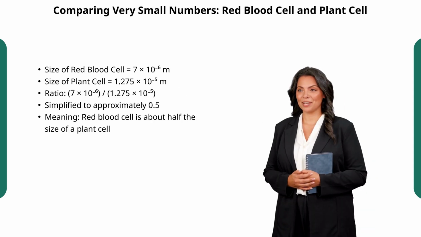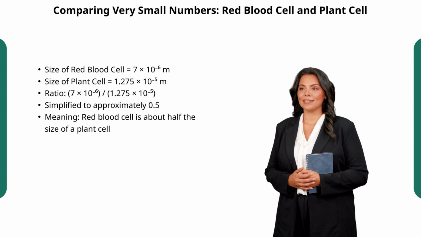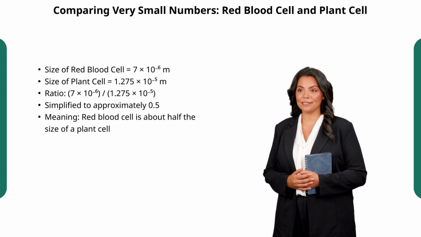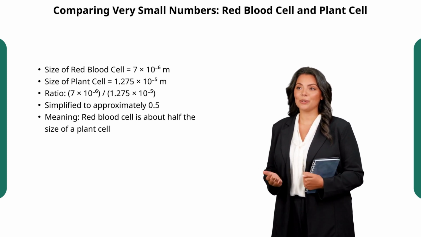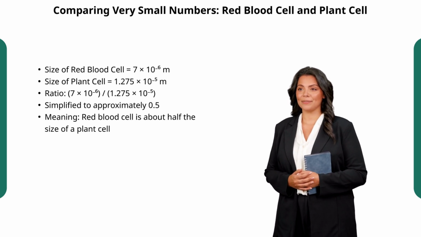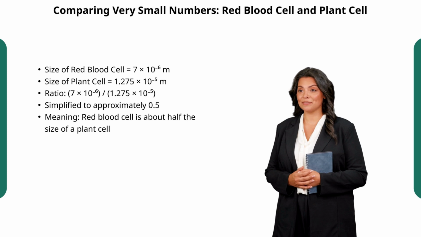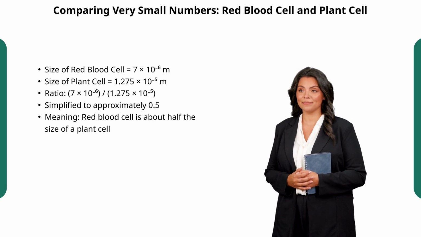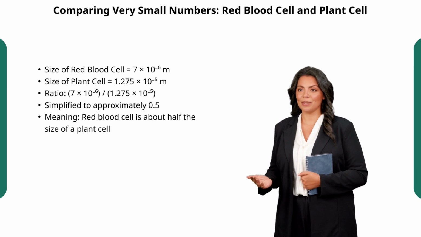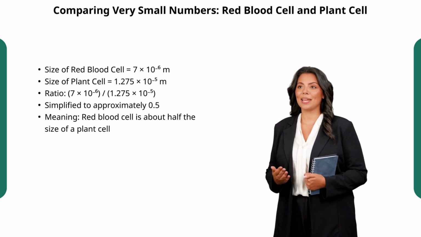Now, let's compare two very tiny sizes, the red blood cell and the plant cell. Their sizes are expressed in standard form as 7 times 10 to the power of negative 6 meters and 1.275 times 10 to the power of negative 5 meters, respectively. To find how they compare, divide the size of the red blood cell by the size of the plant cell.